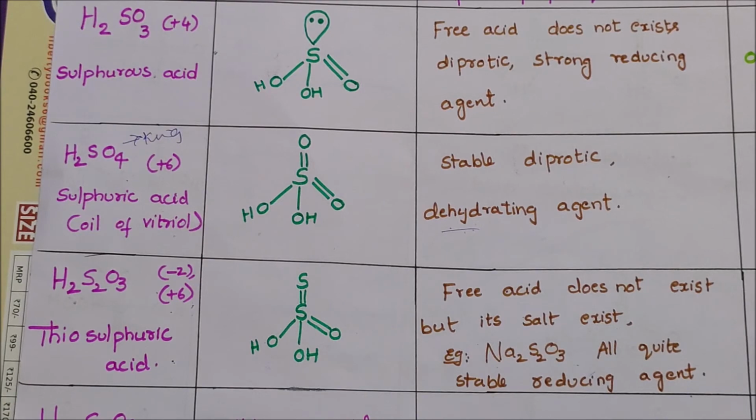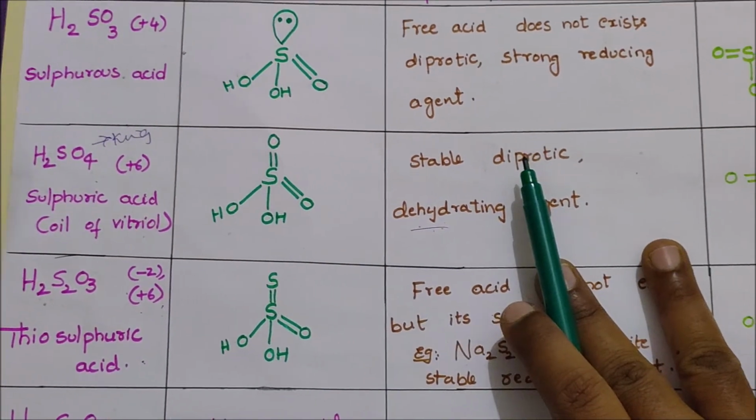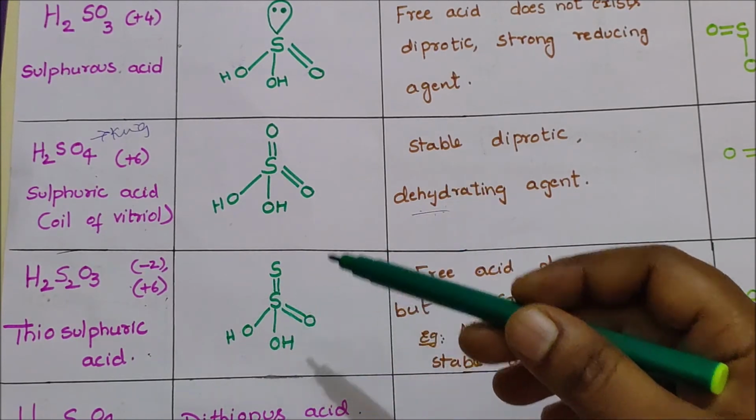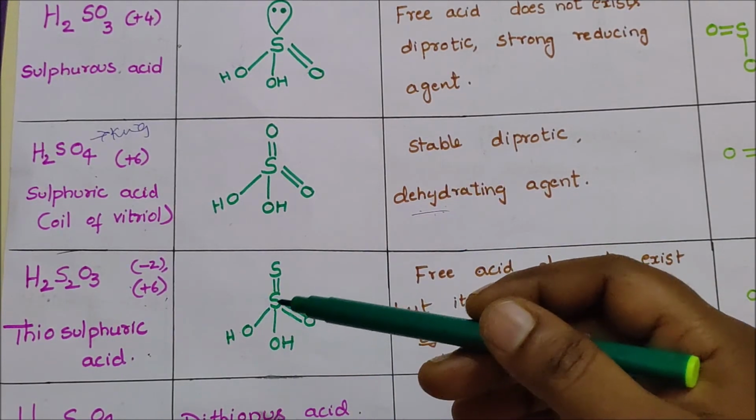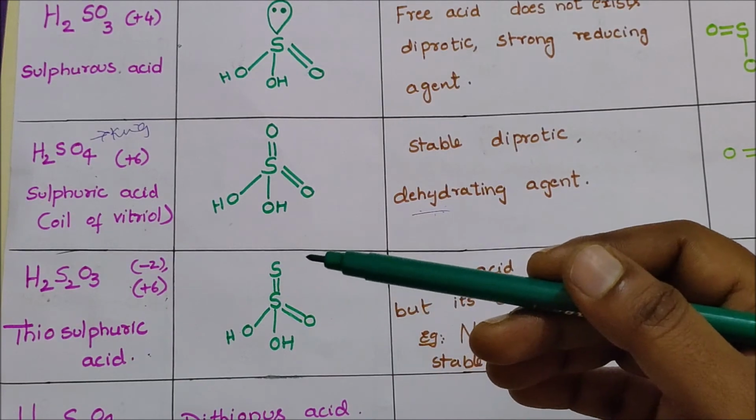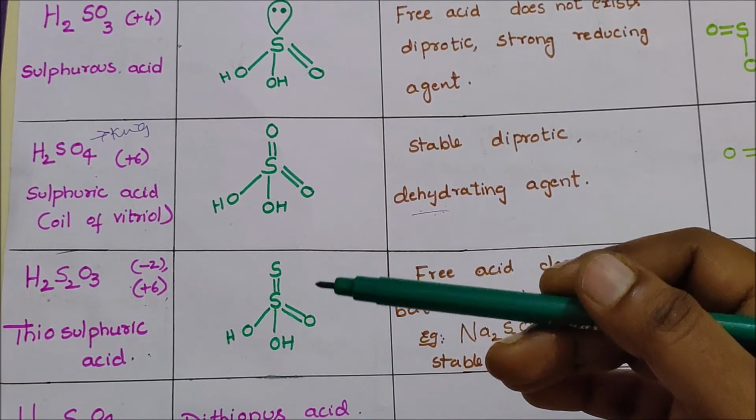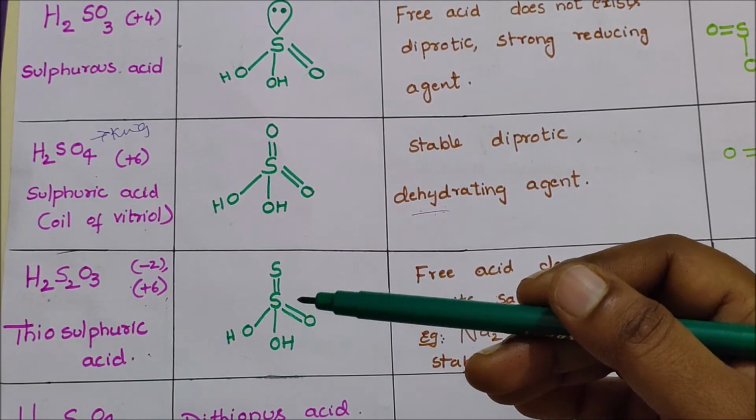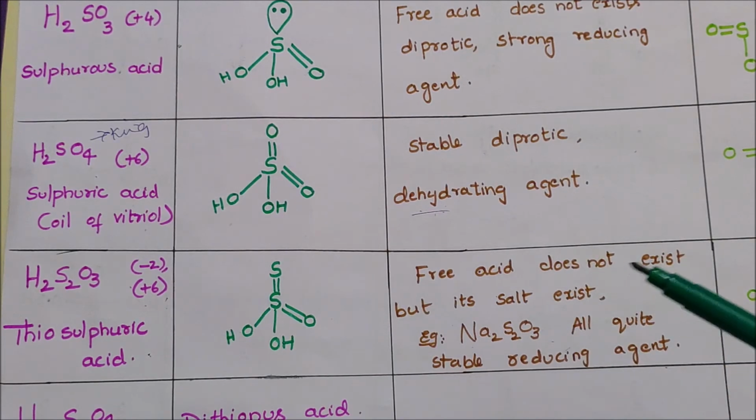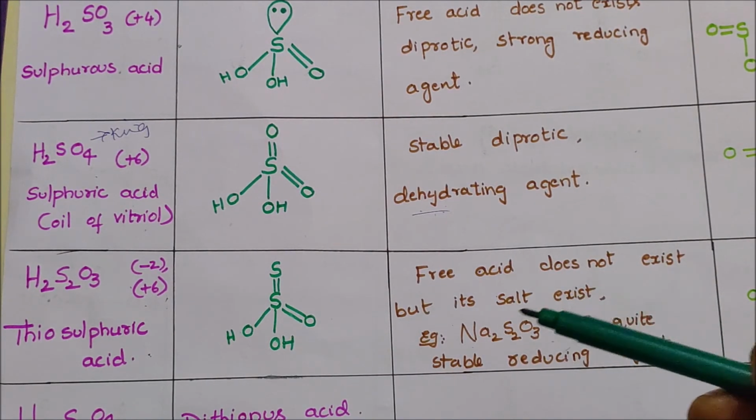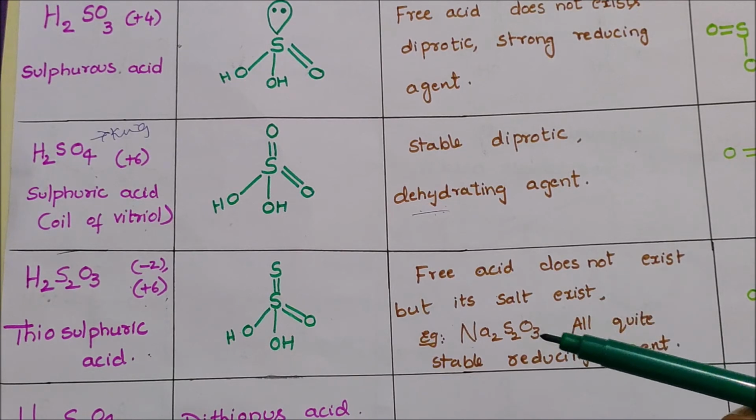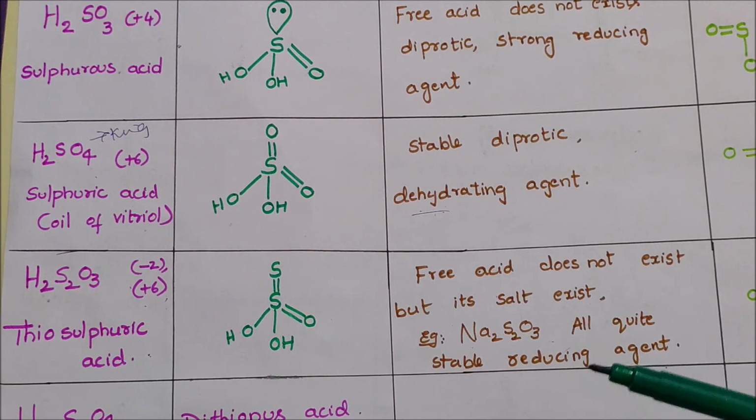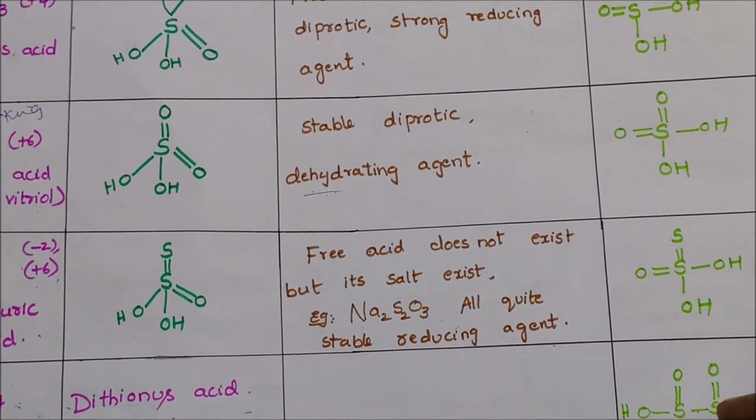And the next one is H2S2O3, called thiosulfuric acid. Thio means an S-S bond linkage is present in the compound, and the first sulfur atom has a minus 2 oxidation state while the other sulfur has plus 6. It is a free acid that does not exist, but its salts exist, for example Na2S2O3. This salt exists and is quite stable, a reducing agent. The structure is like this.